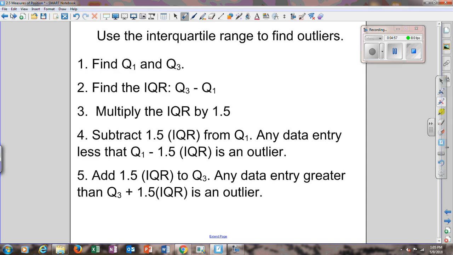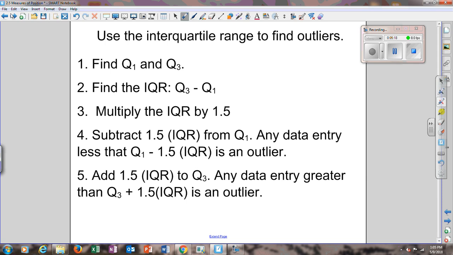Interquartile range is important simply because you use it to find what an outlier actually is. So if you have a number that looks like it might be way higher than the rest of the data set, or you think it might be an outlier, you're going to want to use the interquartile range to figure out whether it's an outlier or not.